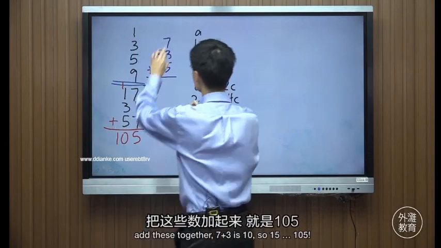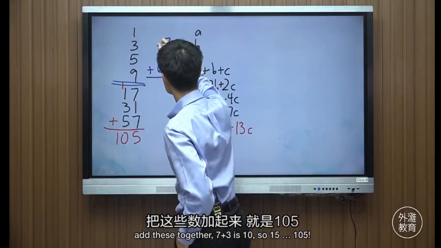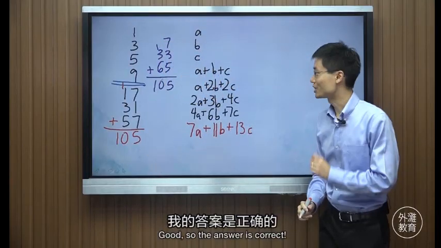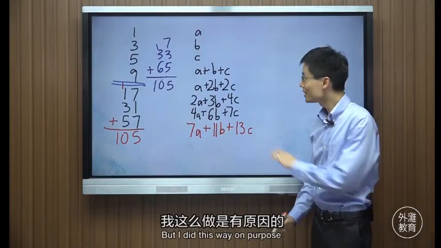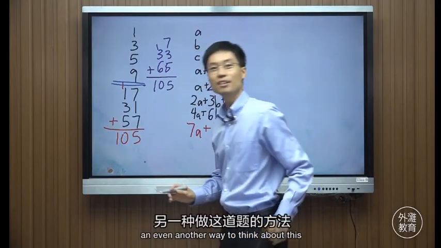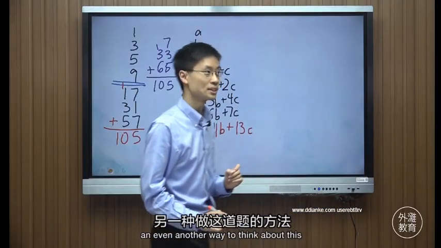Add these together. 7, 3 is 10. So 15. And 1, 3, 6. 105. Good. So the answer is correct. But I did this way on purpose because I want to use this to introduce for you an even another way to think about this.